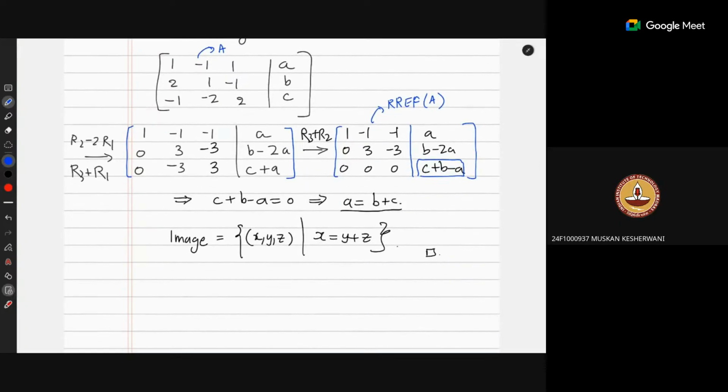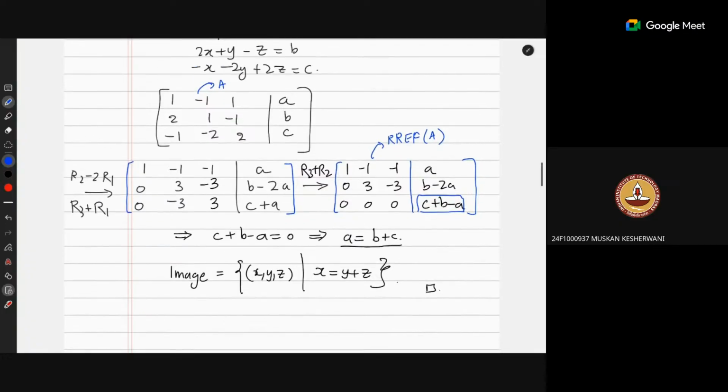So the third row can't be a zero row, right? It is possible unless this is equal to 0. Yeah. So the third row makes sense if B plus C minus A is equal to 0. That's how I am getting this condition, and once you get this condition, you can solve this.